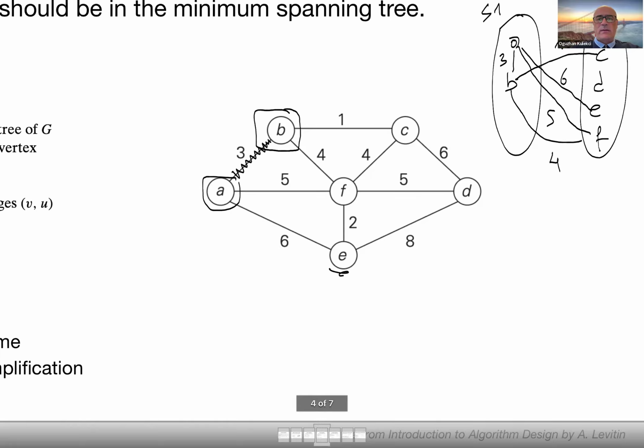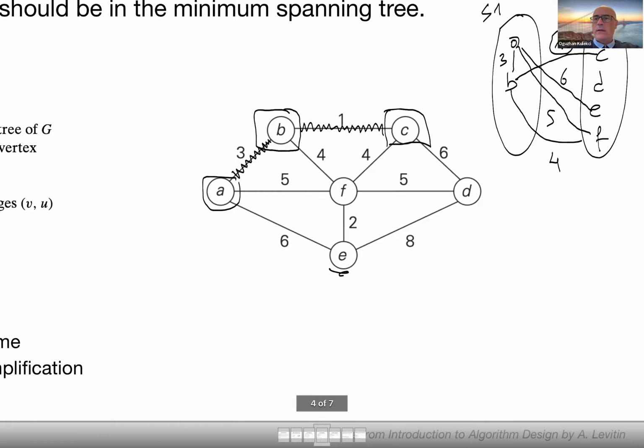And do I have anything else? As far as I see, I don't. Okay, now the bridging edges. A is connected to F and E. The connection between A and B is not being counted anymore because it's removed, because A and B are in the same set now. It's not a bridging edge. And I have 1 and 4. Among these, surely 1 is the least one, right? So that means I will include this guy, and this is in my minimum spanning tree.